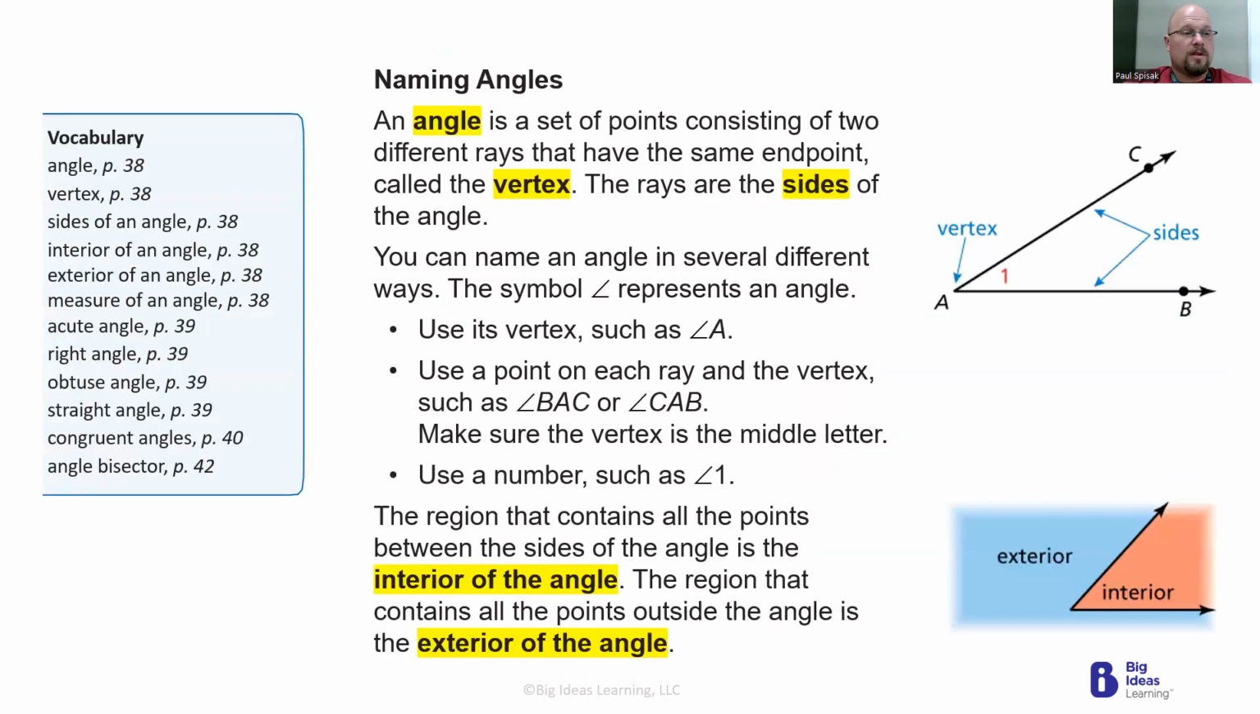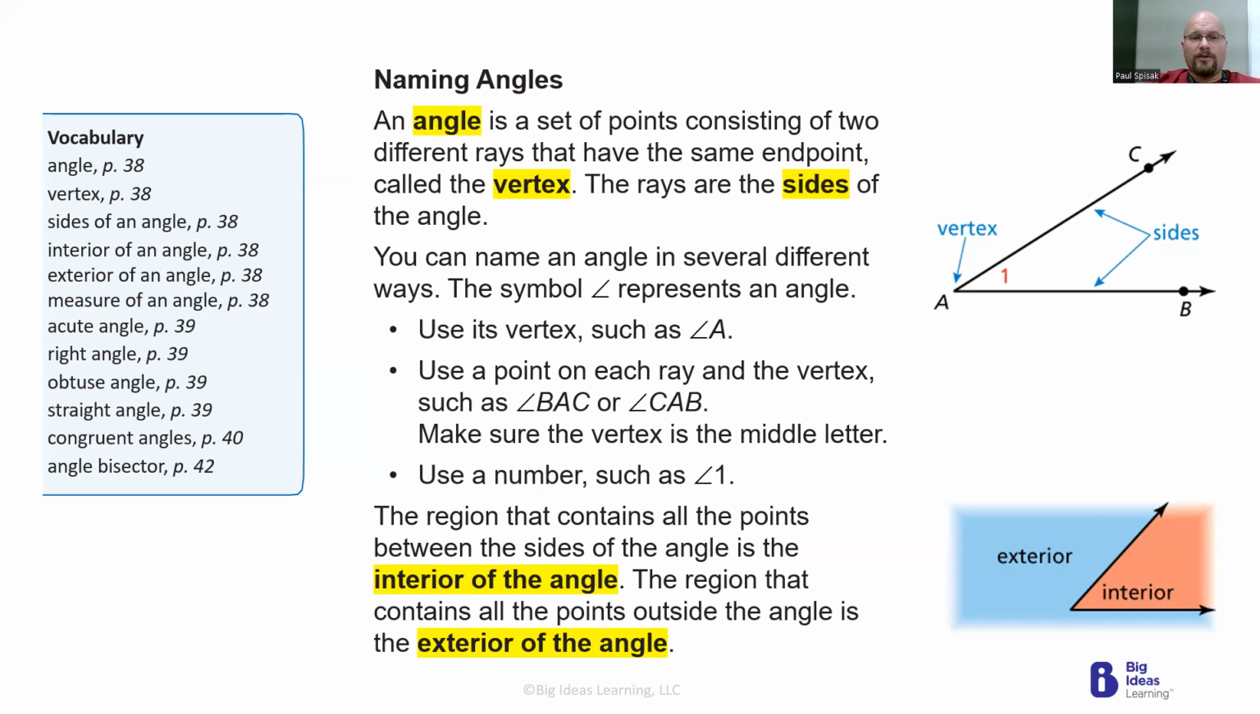So, an angle is a set of points consisting of two different rays that have the same endpoint, called the vertex. The rays are the sides of the angle. So in that diagram off to the side, you can see angle CAB or angle BAC. The angle is at point A, that is our vertex. And then you have the two rays, ray AC and ray AB. Now, you can name an angle a couple of different ways. So you have the angle symbol that you need to be familiar with. And you can name an angle based solely on the vertex. So since A is at the vertex, that would be angle A.